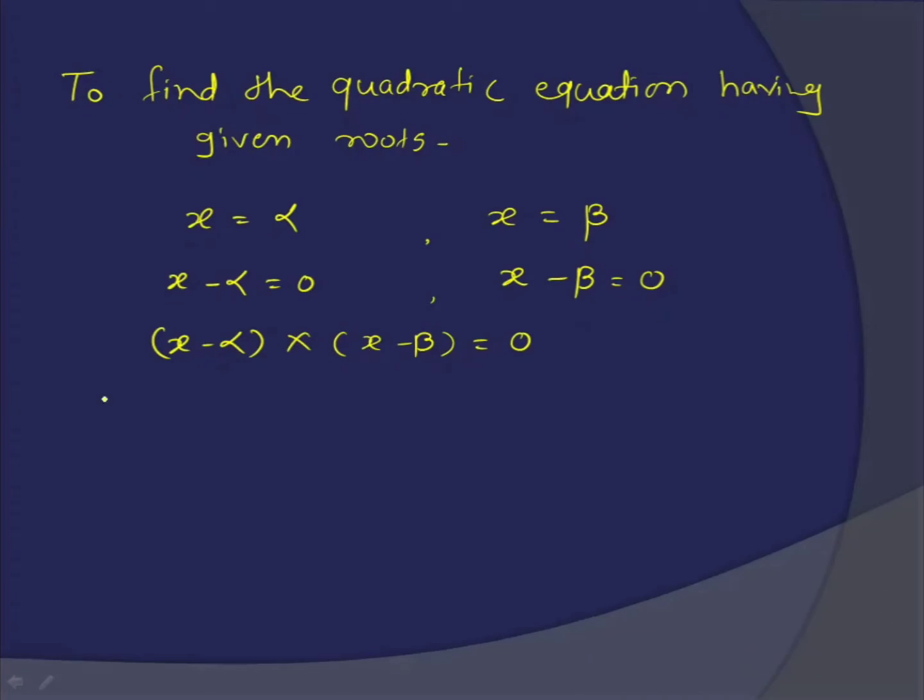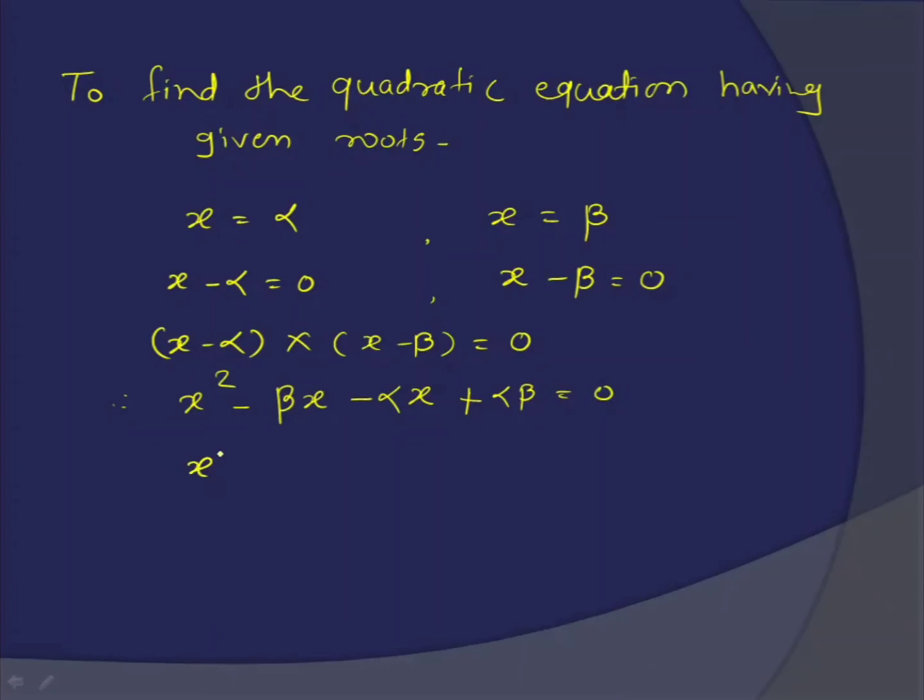If we further simplify this expression, now if we multiply these two binomials x minus alpha into x minus beta, we have to multiply each term in the second bracket by each term in the first bracket. That is x into x, it should be x square, minus x into beta, that's minus beta x. Now it's turn to multiply by minus alpha. So minus alpha into x, that is minus alpha x, and minus alpha into minus beta, that should be plus alpha into beta, that is equal to 0.